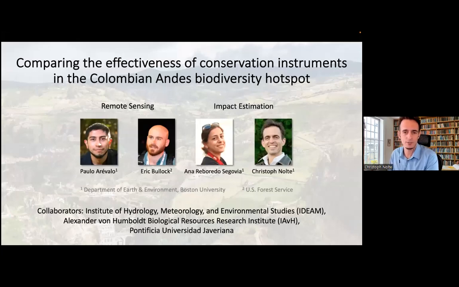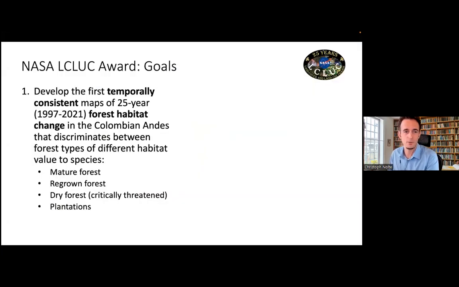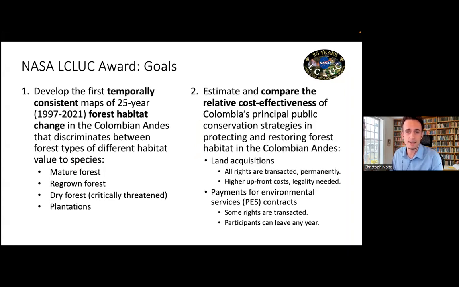So the grant has two main goals. One is to develop the first temporally consistent map of 25-year forest habitat change in the Colombian Andes that discriminates between forest types of different habitat value to species, and then estimate and compare the relative cost effectiveness of Colombia's principal public conservation strategies in protecting and restoring forest habitat in the Colombian Andes. So land acquisitions, permanent land transactions of all rights, and payments for environmental services, temporary transactions of partial rights.